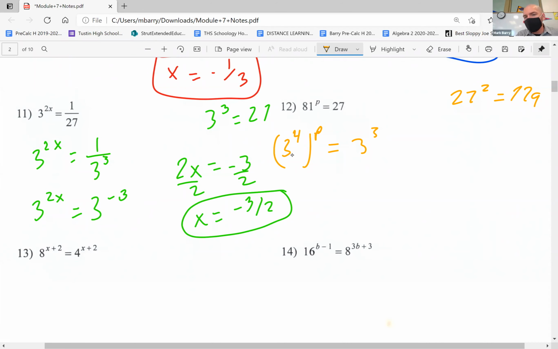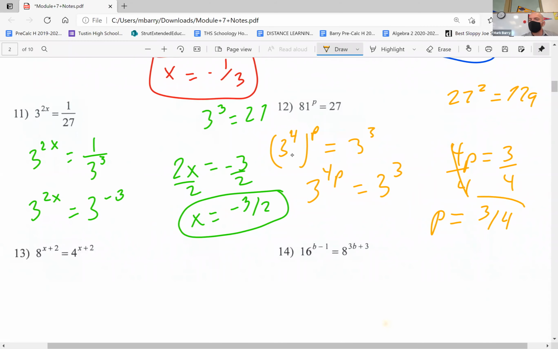Now, our rule for this, when you have one exponent with 2 different powers, is you actually multiply those powers, okay? So I'm going to multiply 4 times p, which is, of course, 4p. Now, finally, and this one did take a little bit longer, I have the same base on each side. So that means I can actually get rid of the bases and just set the exponents equal. P equals 3 over 4.